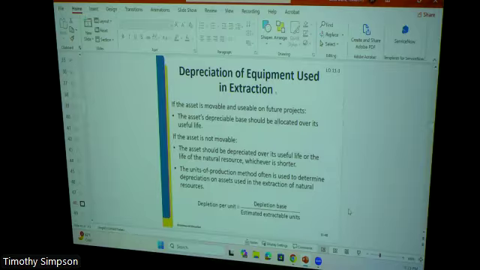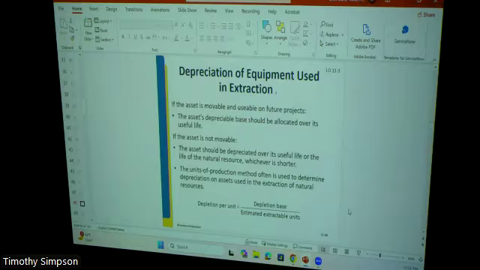Now you might be thinking, well, what is not movable? Well, a mine shaft is not movable. You're not going to be putting a mine shaft up on a truck and moving it anywhere. And also any restoration costs couldn't be movable. But things like vehicles in particular come to mind. So here we simply depreciate over its useful life or the life of the resource, whichever is shorter.